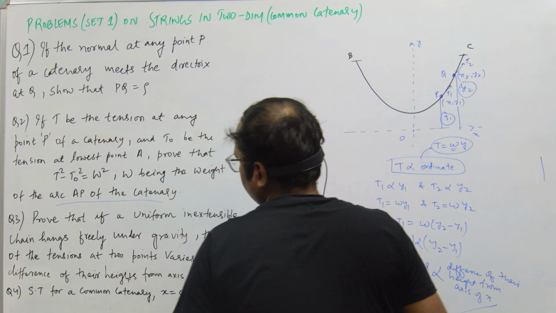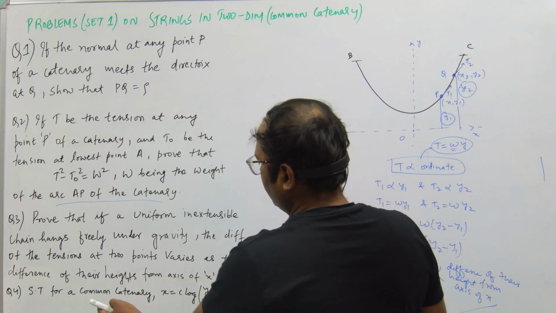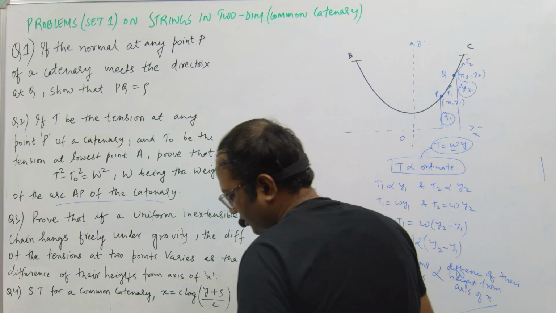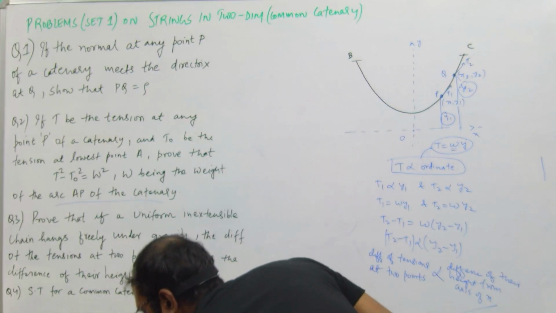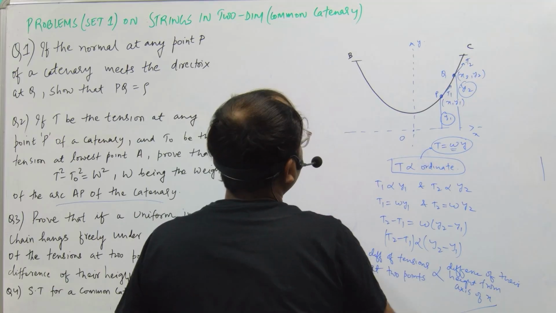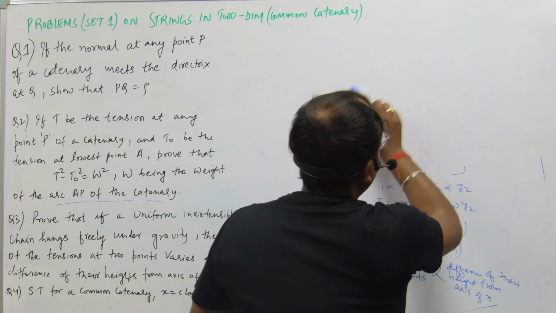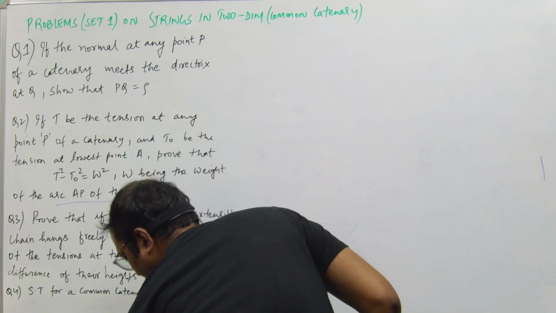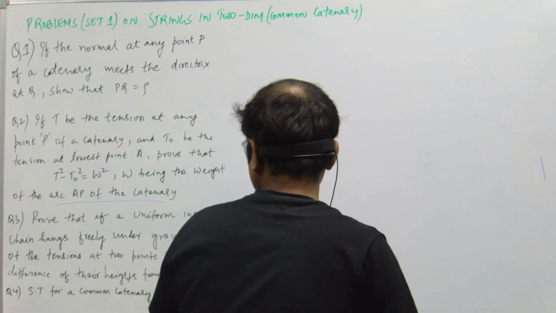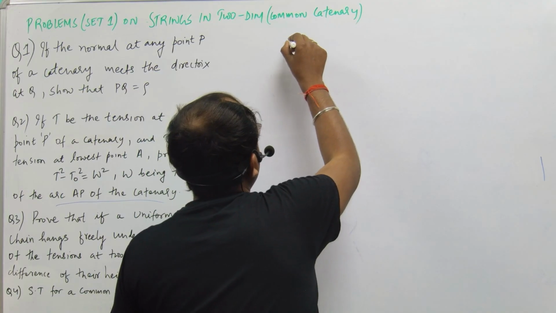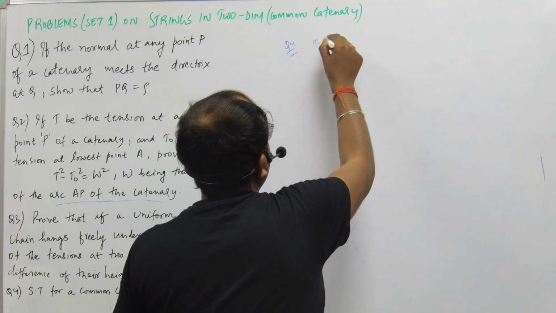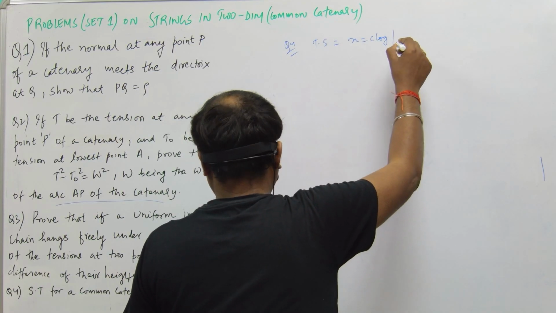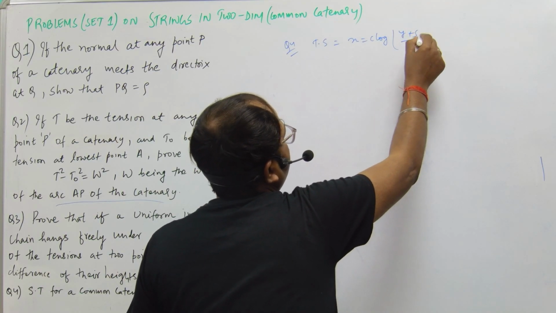Now let us discuss question number 4. Show that for a common catenary, x is equal to c log of (y plus s) upon c. Let us discuss this. For this question, what we have to show is x is equal to c log of (y plus s) upon c.